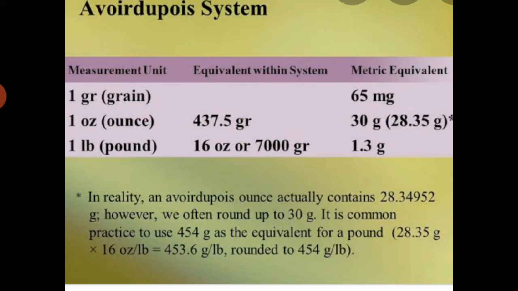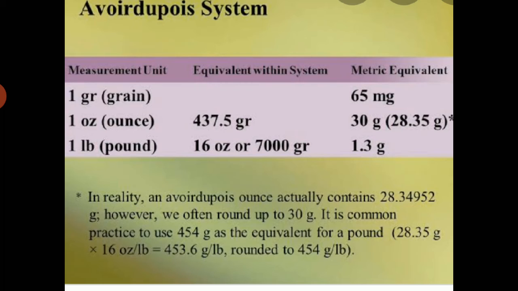Avoirdupois system. If we discuss the avoirdupois system, like 1 grain is equivalent to 65 mg, 1 oz ounce is equivalent to 437.5 grain or 30 gram. 1 lb or pound is equivalent to 16 oz or 7000 grain or 1.3 gram.